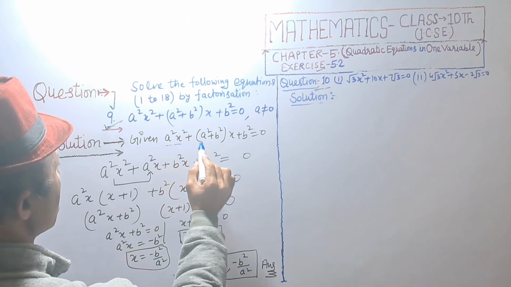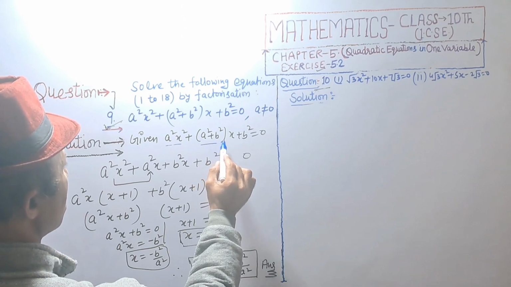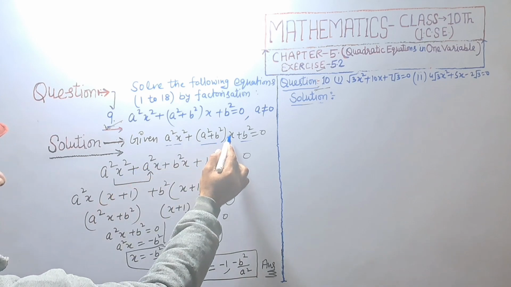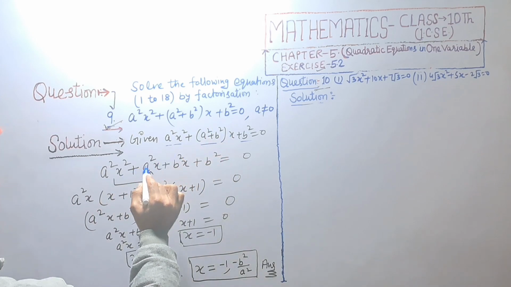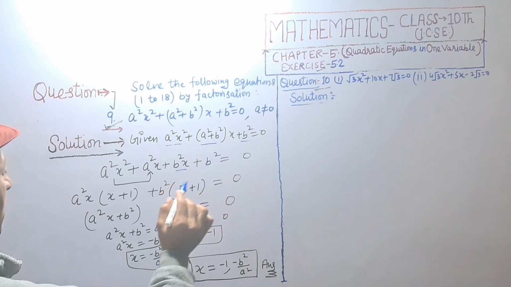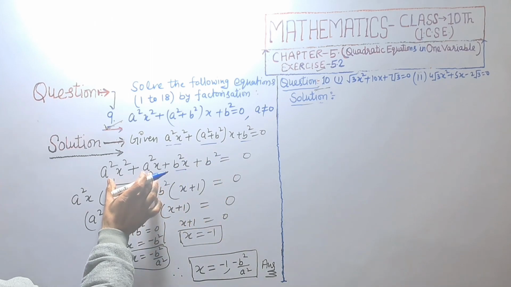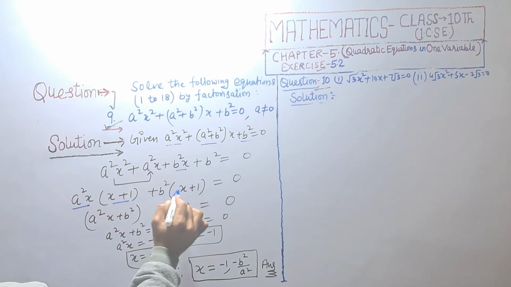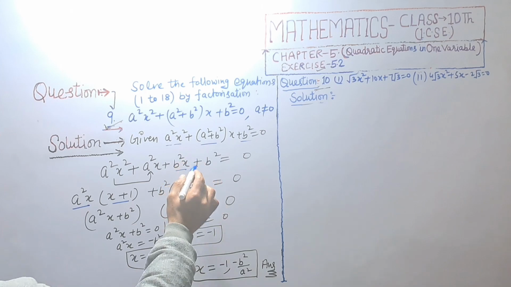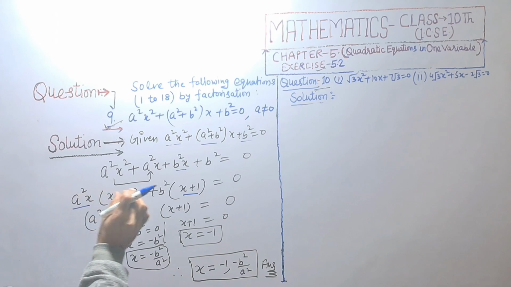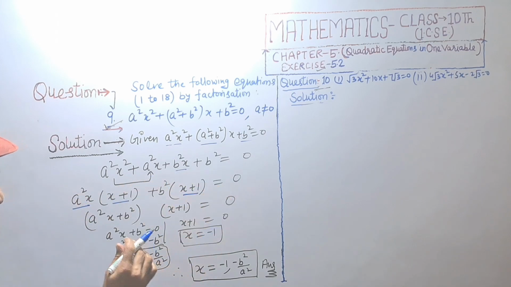Given a²x² + (a² + b²)x + b² = 0. x multiplied by a² is a²x, b² into x is b²x, plus b² equal to 0. We are taking common a²x in bracket x + 1, and x + 1 in bracket b² is common. And one factor is a²x + b² and x + 1 equal to 0.